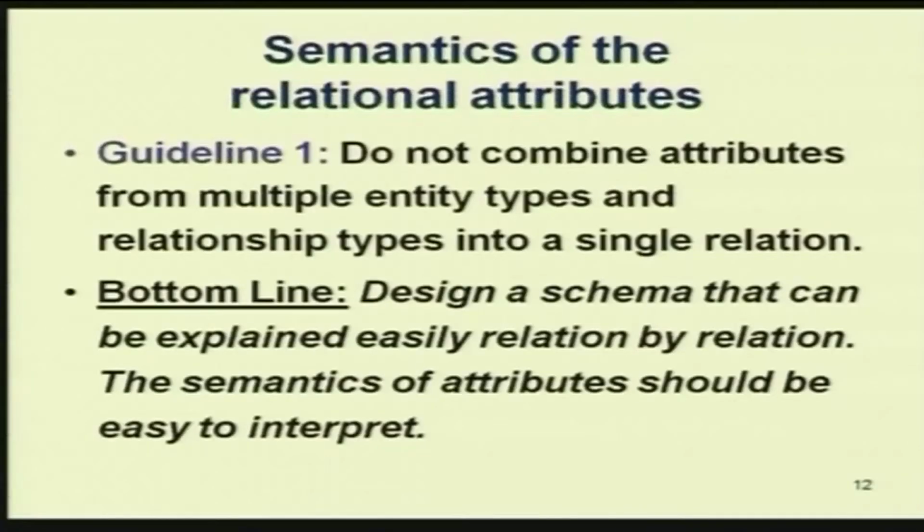So, basically again let us formally say what guideline one is. Do not combine attributes from multiple entity types and relationship types into a single relation. So, have separate tables or separate relations for each entity and each relationship. Design a schema that can be explained easily relation by relation. The semantics of the attributes should be easy to interpret. If you design it this way, it will be very easy to interpret.